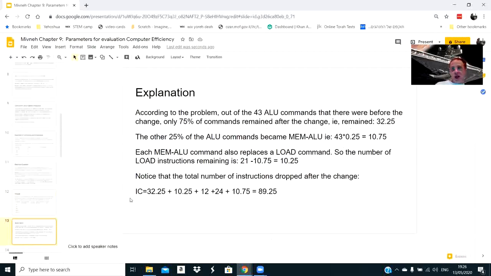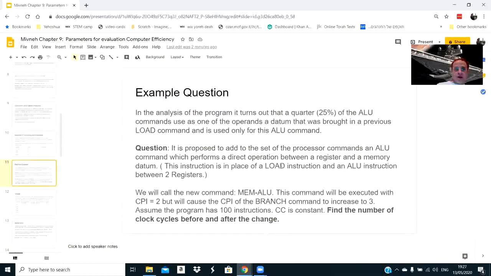So the question is now, the engineers come back from their laboratory and they tell us, you know what, we can change the computer. We can make a new command called MEMALU, which in one shot will do a load and an add. Now, what is this going to be good for? Sorry, I was on the wrong page.